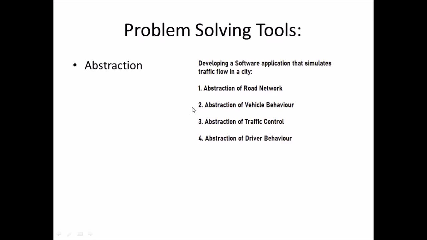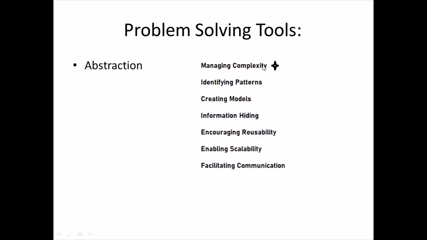So you can see. Now, looking at the second part, we've talked about managing complexity. The second part is identifying patterns. Abstractions allow us to recognize common patterns or structures that exist across different problems. By abstracting away specific details, we can focus on the underlying similarities and then develop general solutions that can be applied to a wide range of instances.